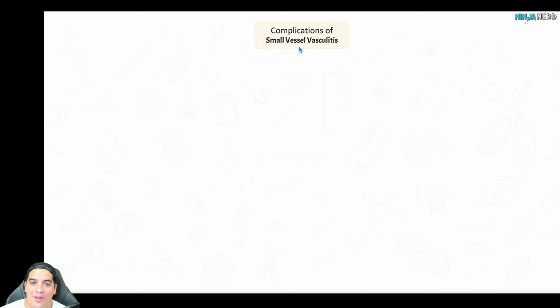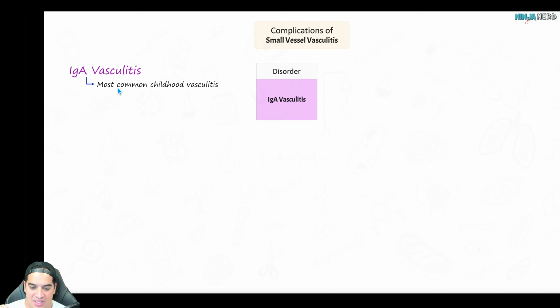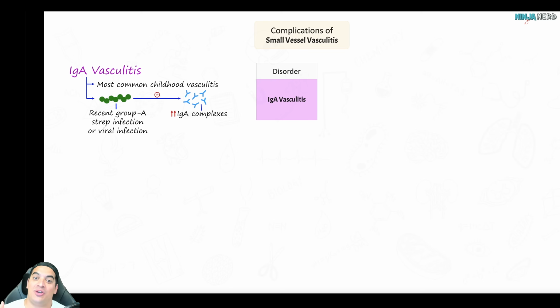Now we move into the other type of small vessel vasculitis, which is your immune complexes. We have IgA. IgA vasculitis is the most common childhood vasculitis. Very important to remember. Usually a kid has been exposed to some type of upper respiratory tract infection. Usually it's a group A streptococcus bacteria or a viral infection. What happens is this triggers the immune system to generate antibodies against the group A strep or the virus.